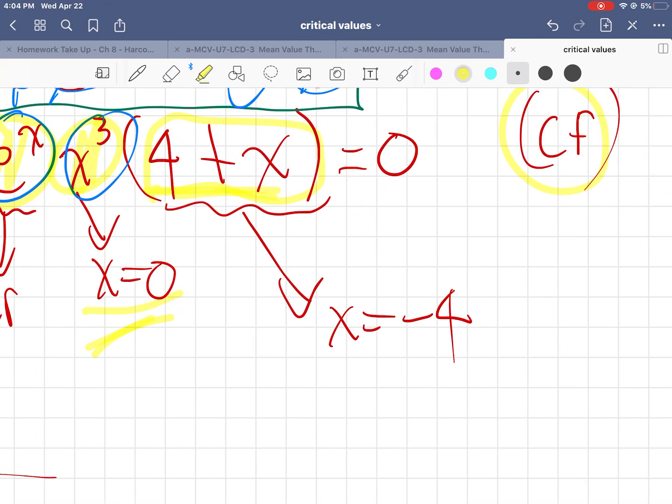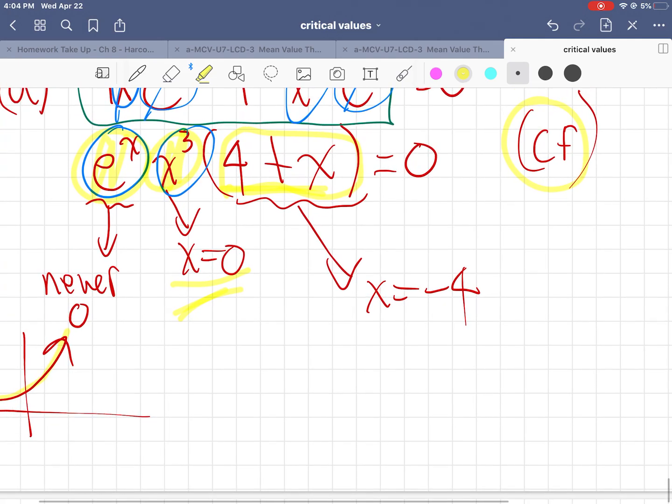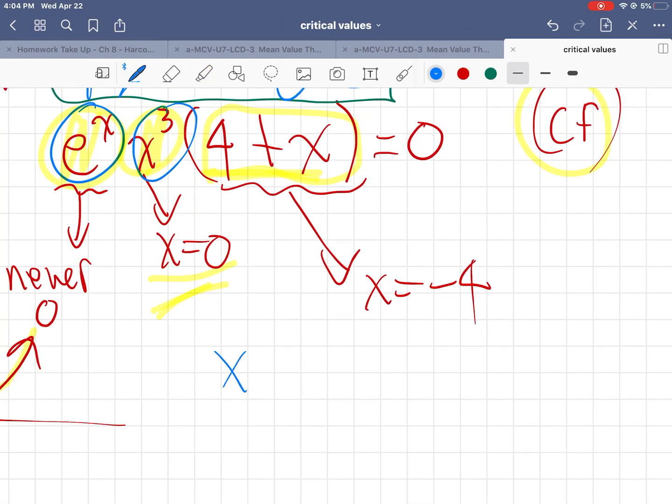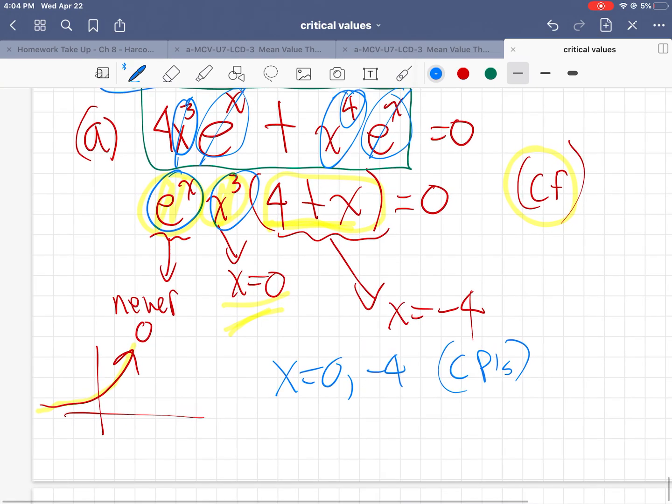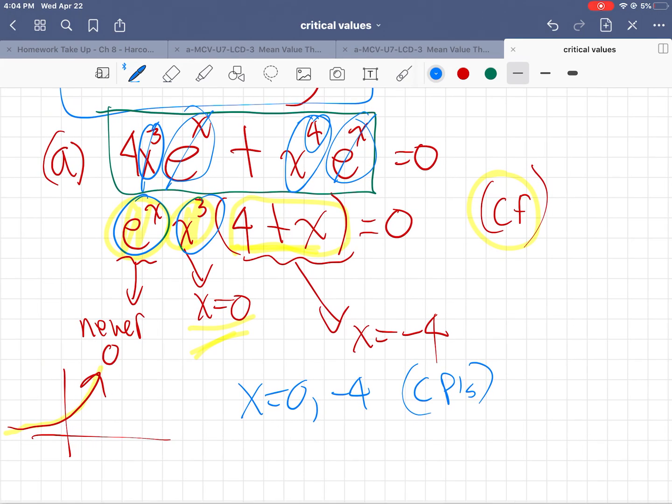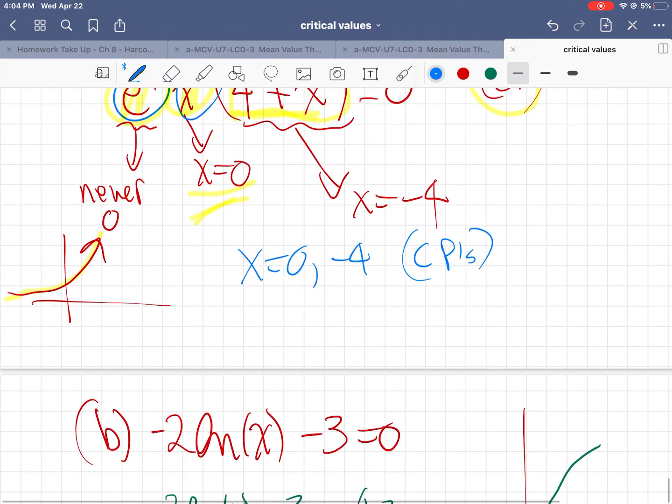What about 4 plus x? 4 plus x would equal 0. x would be negative 4. So if this were a derivative, that would mean that x equals 0 and negative 4 would be the critical points or critical values, right? That's where the tangent slope is 0. Okay, so that's like a product rule question that you've had to factor and solve.